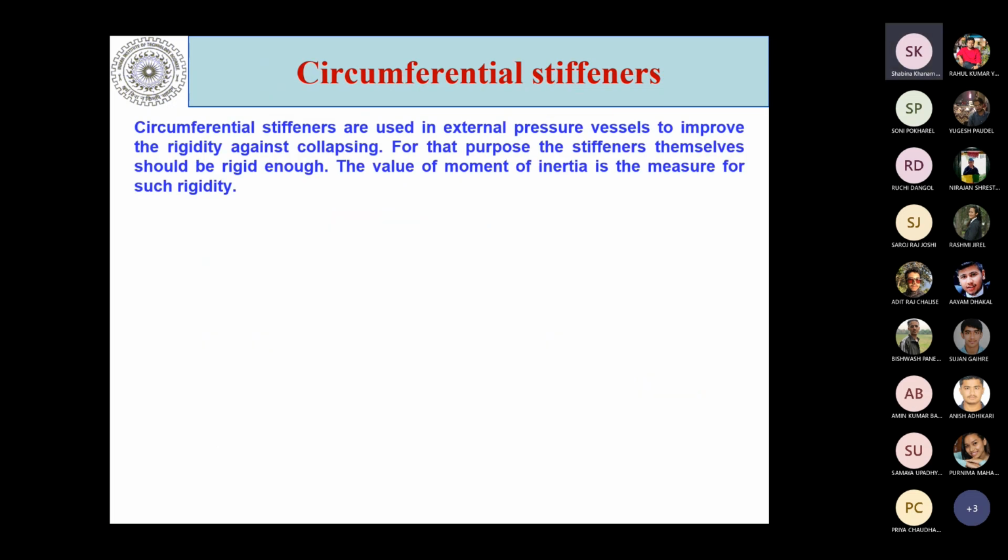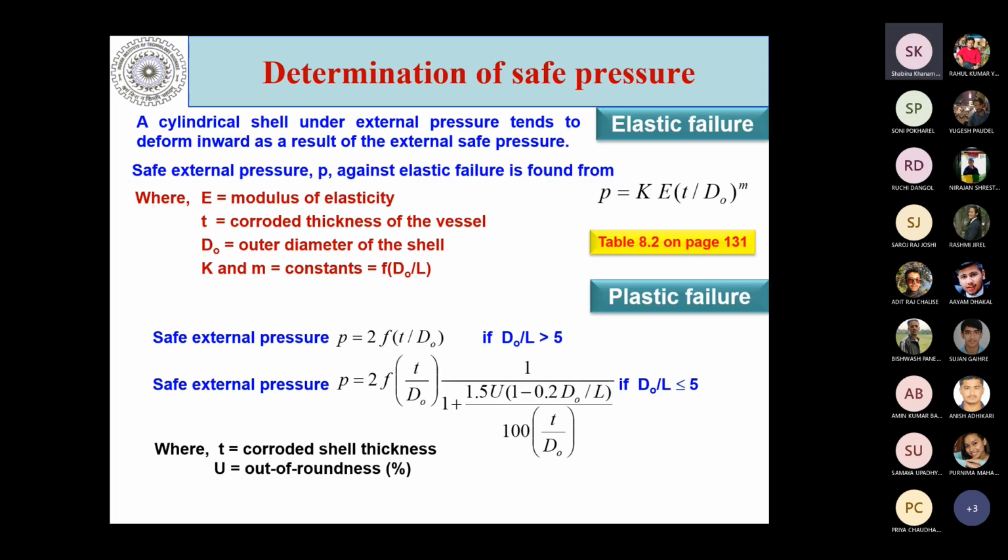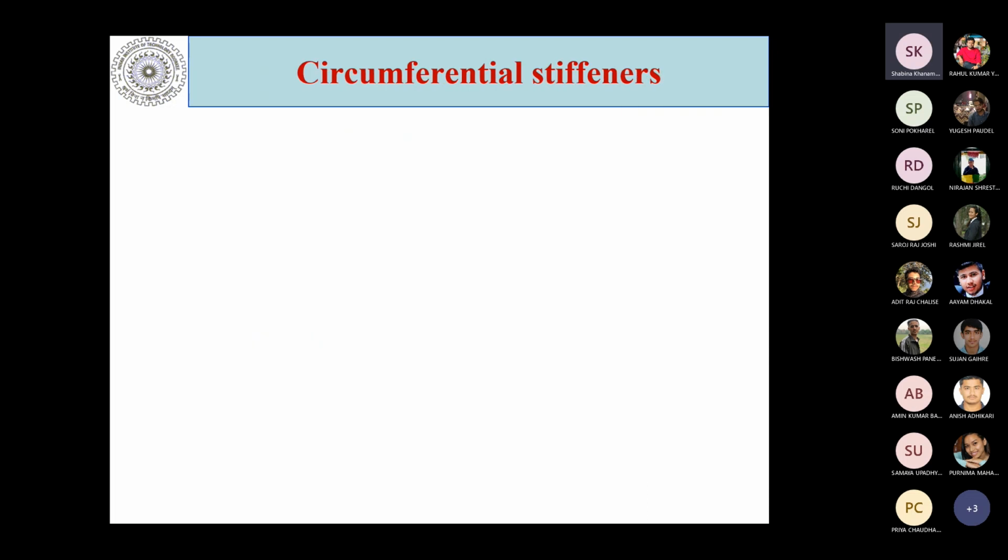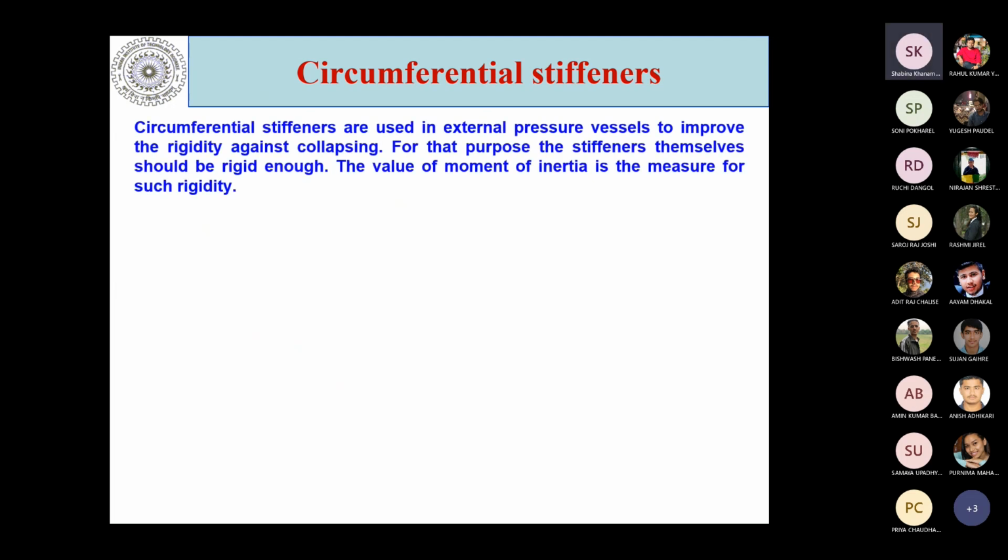Now, so this is basically about the design of external pressure. Fine. Now circumferential stiffeners, this is also part of the design. Okay, like which type of stiffeners I should choose. Okay, so circumferential stiffeners are used in external pressure vessels to improve the rigidity against collapsing. Okay, for that purpose the stiffeners themselves should be rigid enough, then only it will keep the rigidity, right?